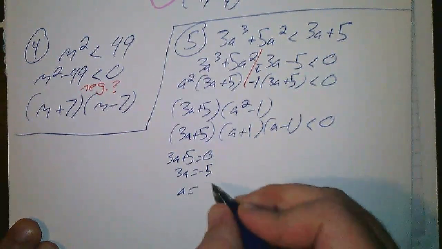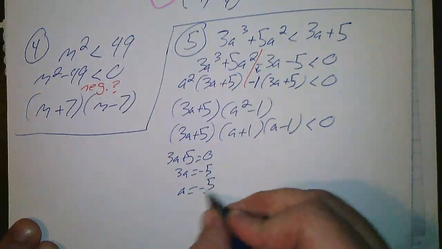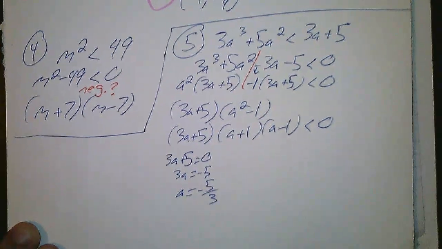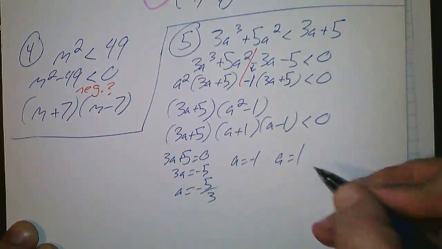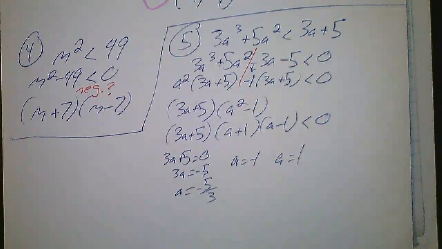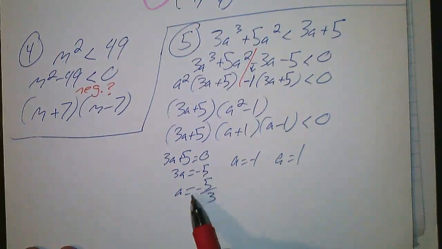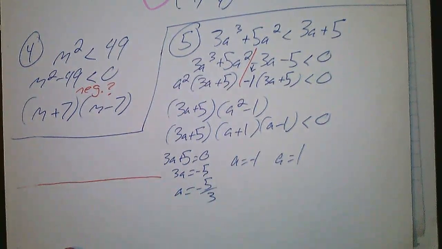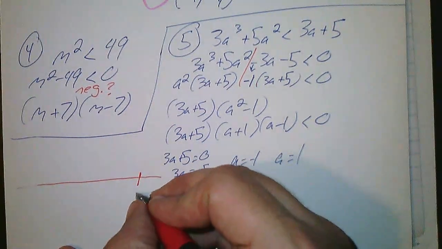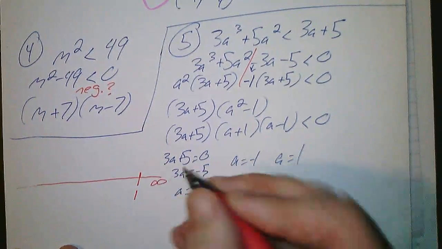So we get a equals, divide by 3, negative 5/3. This one's easy, negative 1 and positive 1. So these are the solutions. Remember, if we have 3 solutions, then we will have 4 regions to consider. So we have 1, and then we open towards infinity.